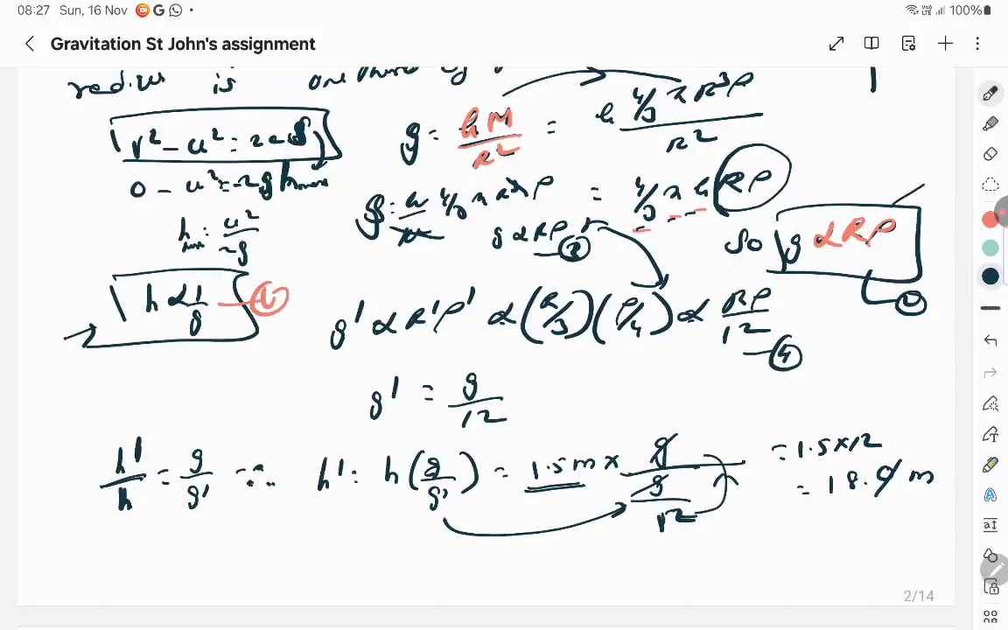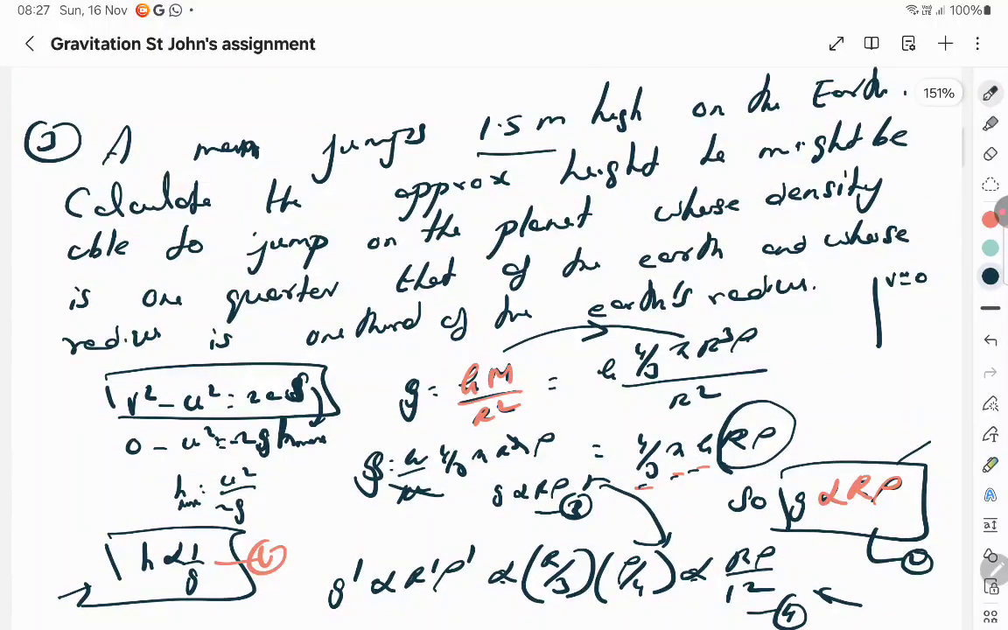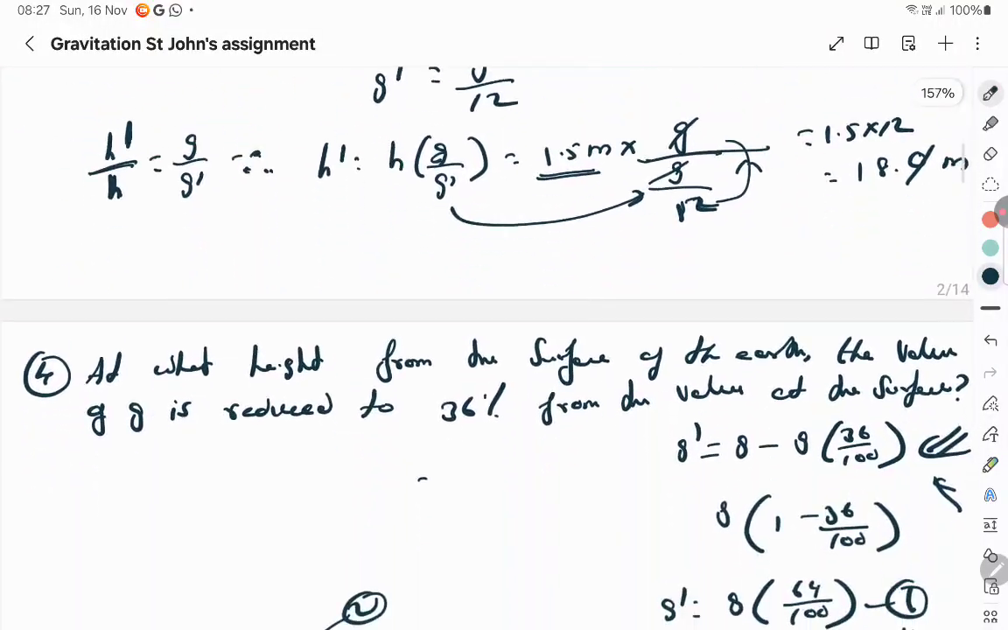You know g by g dash is 1 by 12. Already you have found it here, 1 by 12, g by g dash. And you know the height h that he can normally jump on the ground is 1.5 meters. Just substitute that value and get the answer.